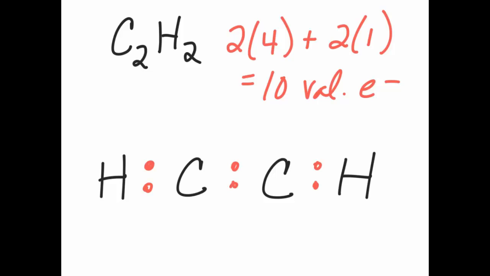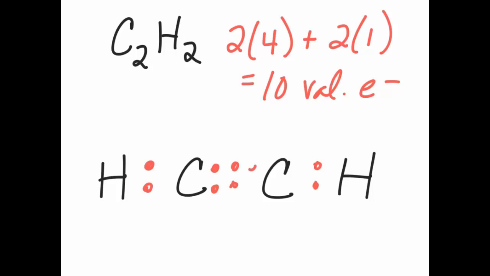So let's think creatively here, right? Each carbon right now only has 4 valence electrons, and I still need to use up 4 more from my total of 10. I'm going to try something. What if I put a double bond? Now I've used up 8 of those 10. Each carbon at this point has 6. Okay, I'm getting closer. Can you see what's about to happen?